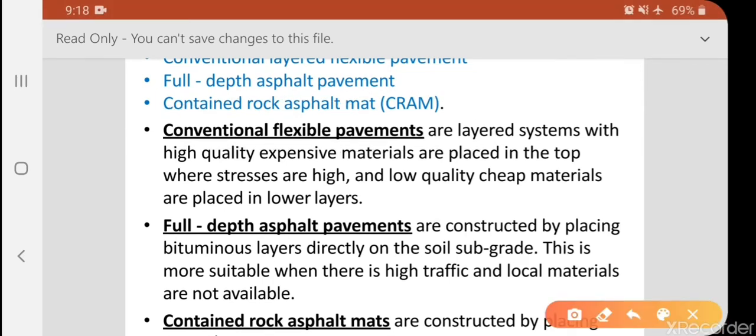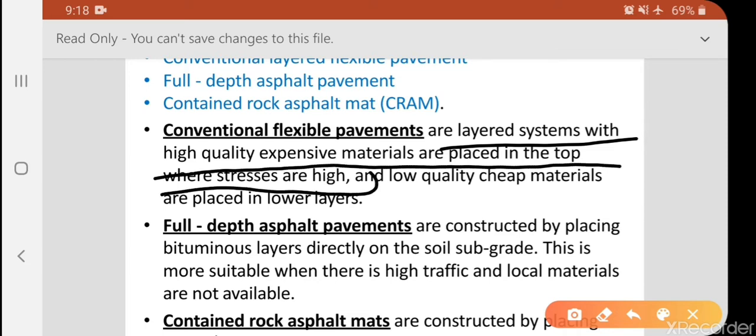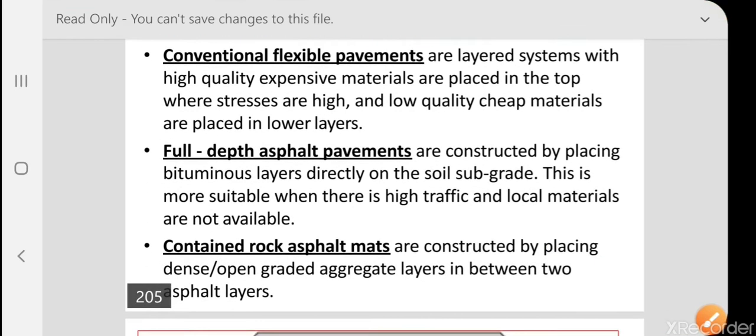Conventional flexible pavements are layered systems with high quality, expensive materials placed at the top where the stresses are high, and low quality, cheap materials placed in the lower layers. If it is high quality, we need to go for high quality materials. If it is cheap quality, then you go for cheap materials placed over the lower layers.